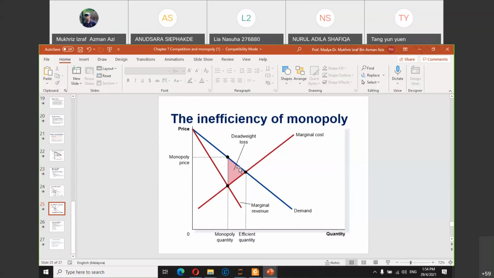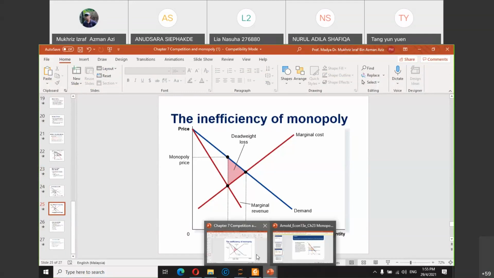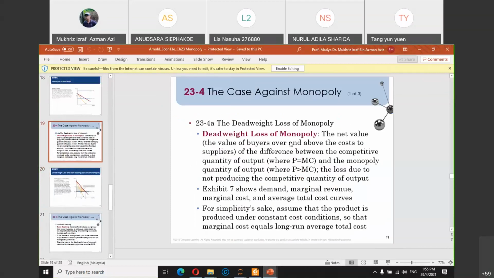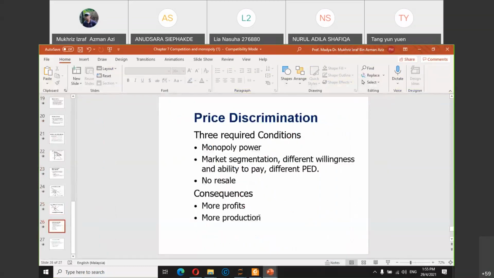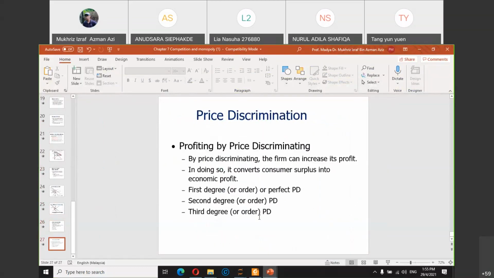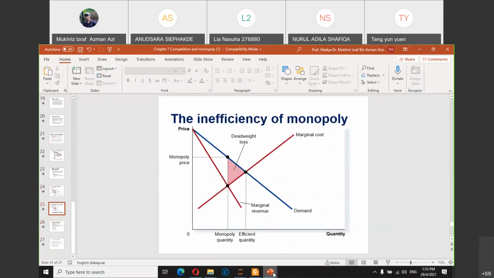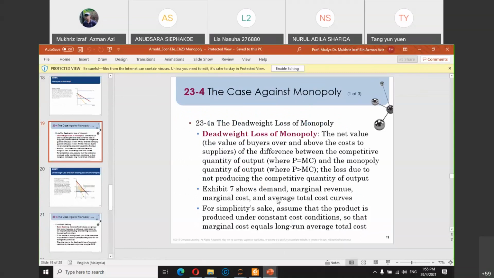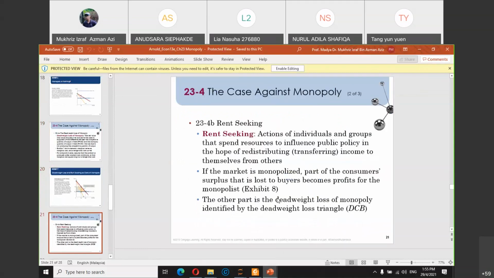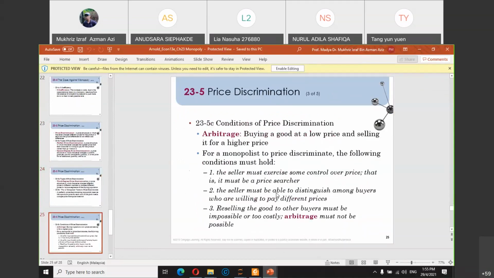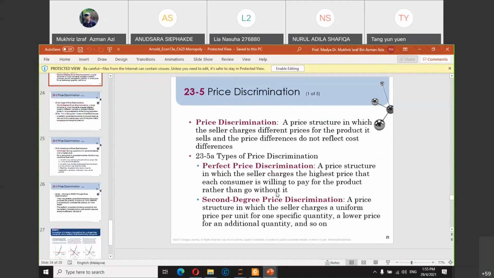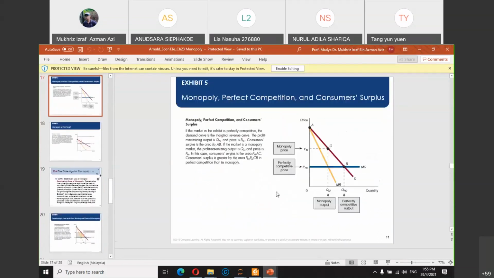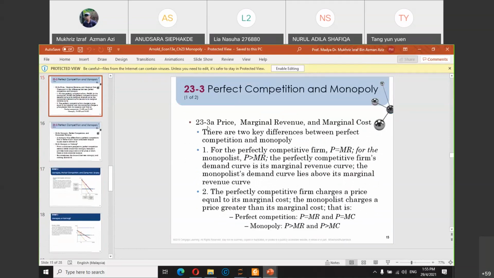But I'm not going to focus too much. As long as you understand what deadweight loss is, and that the cause of deadweight loss is that under monopoly, they charge the price above marginal cost. So that is the thing that you need to understand. Okay, and on price discrimination, I'm not going to focus too much on this. If you look at the Arnold textbook slide in your OL, there is also a bit of discussion on price discrimination. We're not going to discuss this.